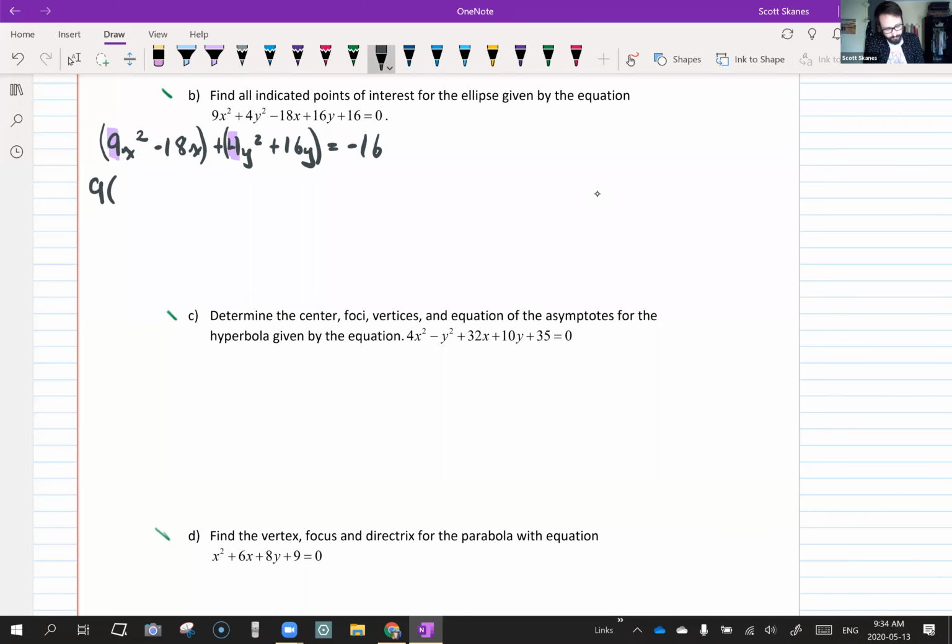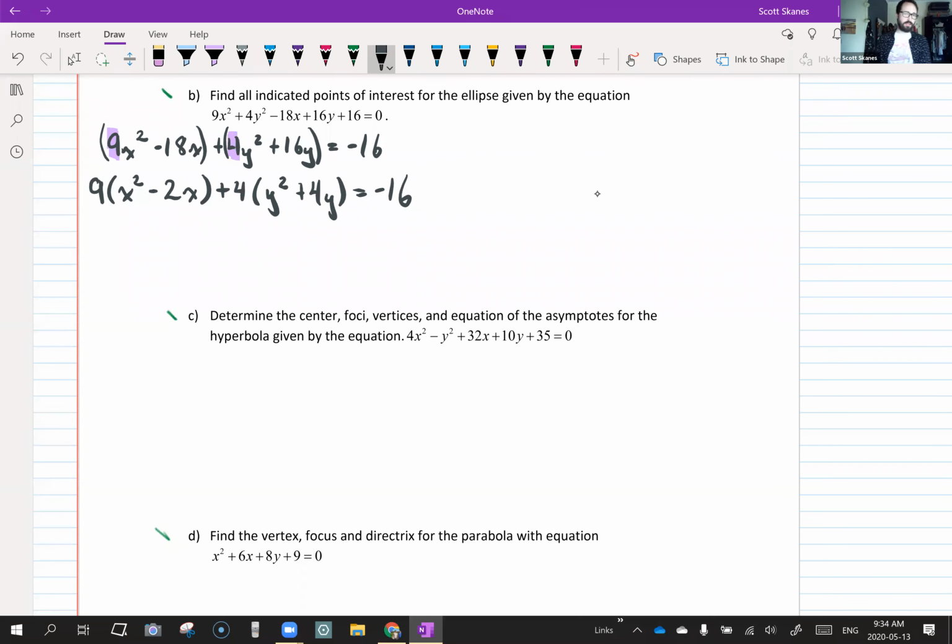What's 9x squared divided by 9? It's just this. What's negative 18 divided by 9? Negative 2. Okay, that's how we remove a common factor. You're just dividing out by that number. Now for this, I need to take out the 4. That of course leaves nothing next to the y squared. What's 16 divided by 4? 4. Okay, and now I've got this.